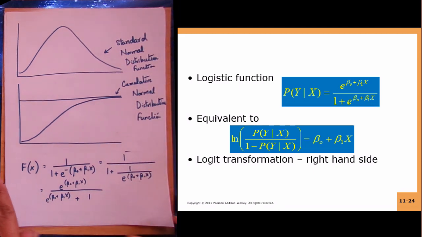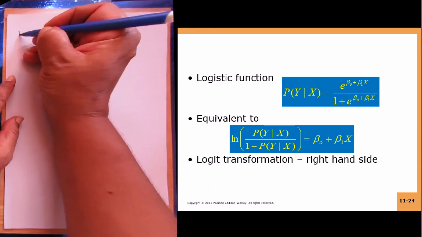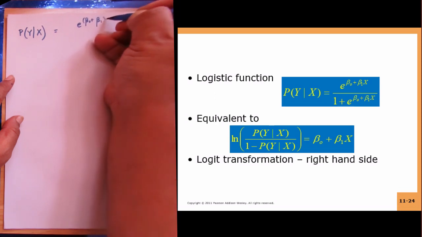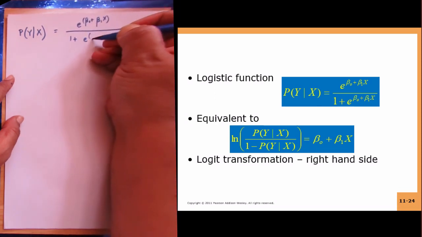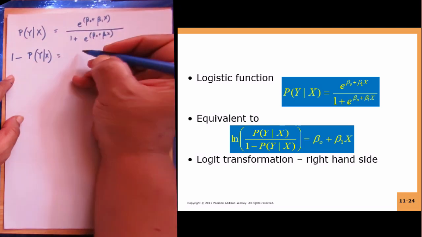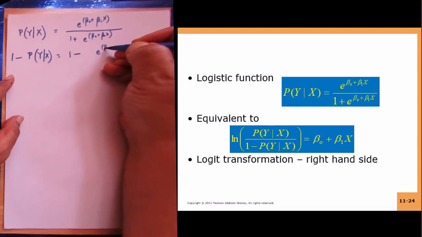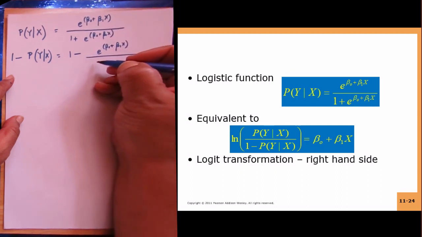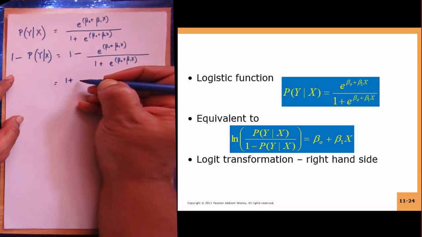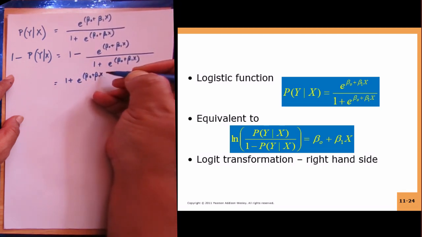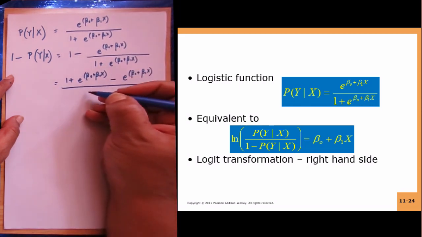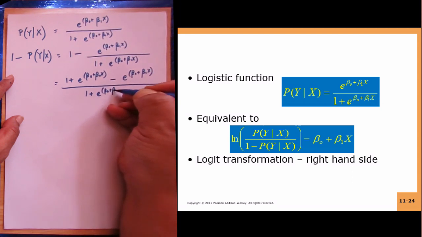So if you write probability of y given x is equal to e to the power of beta 0 plus beta 1 x divided by 1 plus e to the power of beta 0 plus beta 1 x, then 1 minus probability of y given x is equal to 1 minus this quantity, which is 1 plus e to the power of beta 0 plus beta 1 x minus e to the power of beta 0 plus beta 1 x, divided by 1 plus e to the power of beta 0 plus beta 1 x.